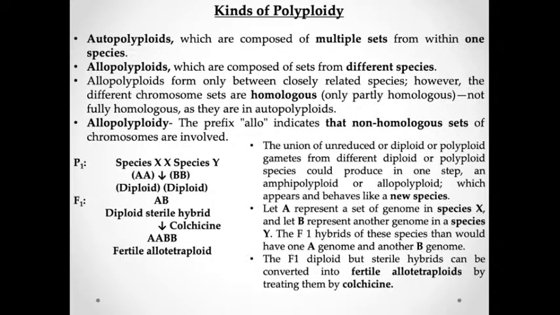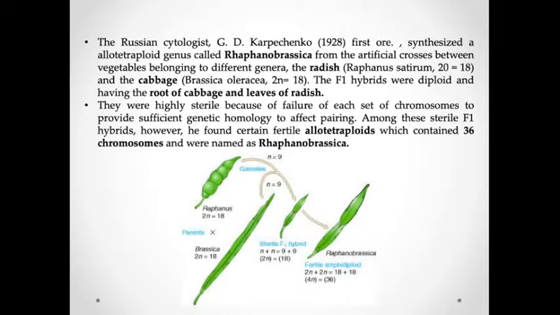Autopolyploids are composed of multiple sets from within one species, while allopolyploids are composed of sets from different species. So these are your fertile allotetraploids: species X crossed with species Y, AABB. You have a diploid sterile hybrid, then you add colchicine. This doubles the amount of your chromosomes, and that will be called a fertile allotetraploid. We can use this technique in various intergeneric crosses.